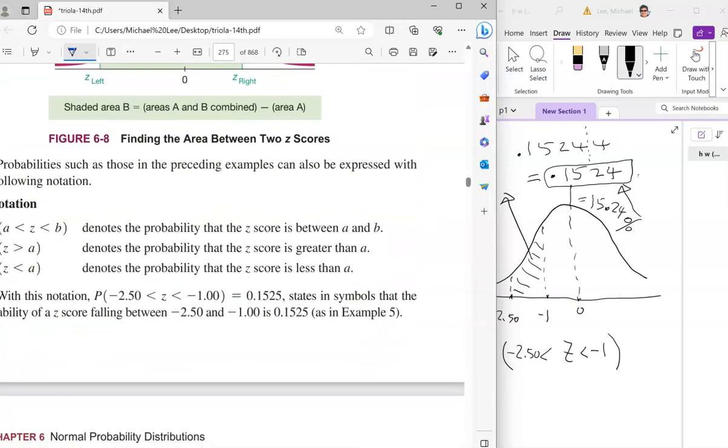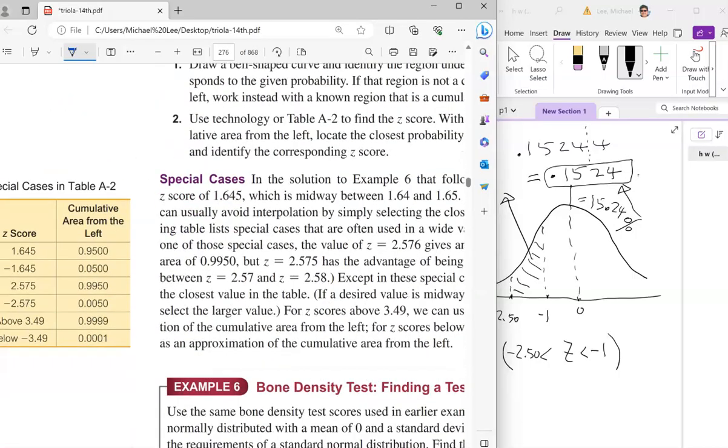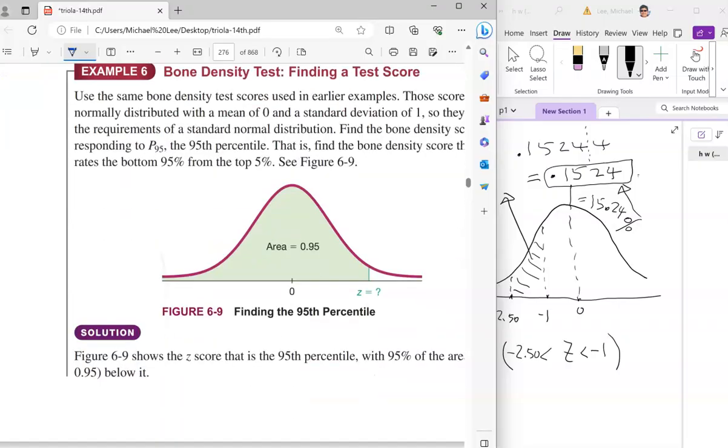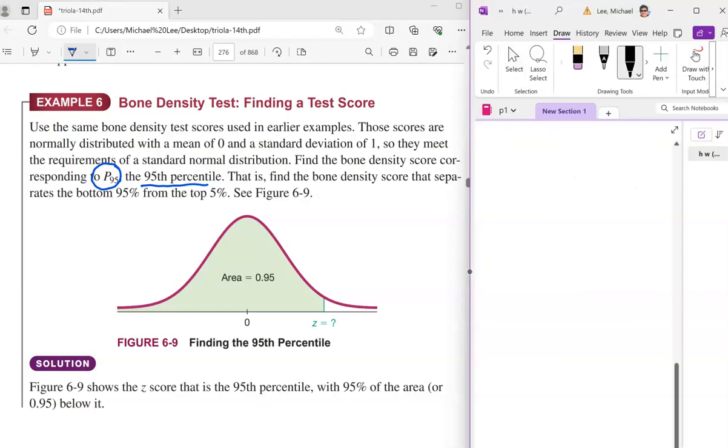So now, find P95, the 95th percentile. What does the 95th percentile mean? P95, what is the meaning of that? 95% is below you.